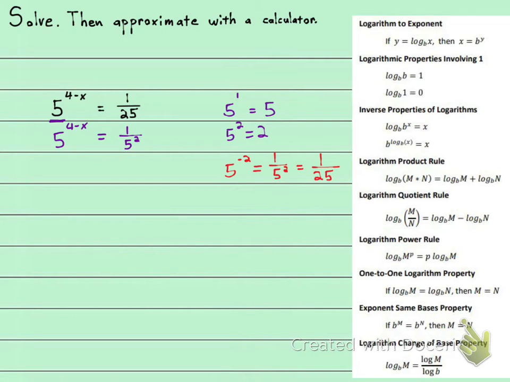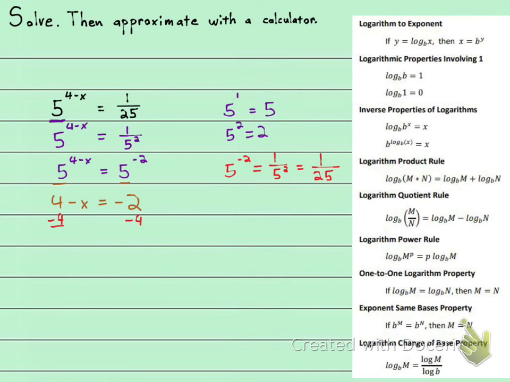Okay, so I'm going to rewrite this equation: 5 to the 4 minus x equals 5 to the negative 2. Now we can apply our property. My bases are the same, right? 5 and 5, so I know my exponents are going to be the same. So my new equation is 4 minus x equals negative 2. And this is a linear equation that you should be able to solve.